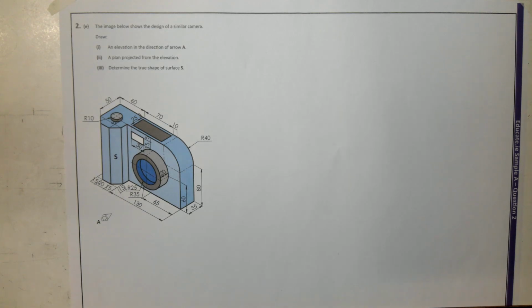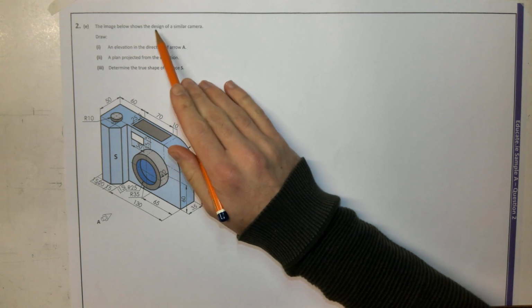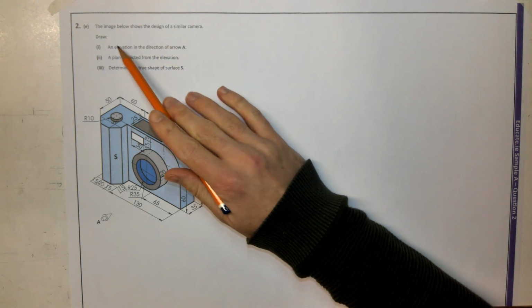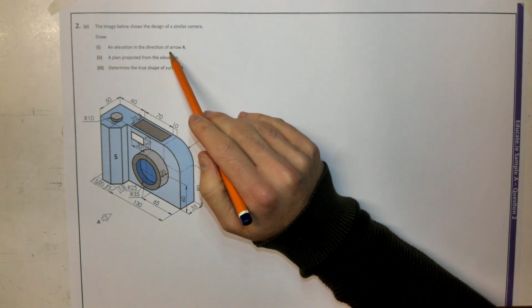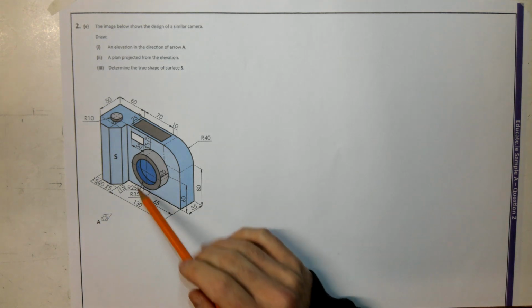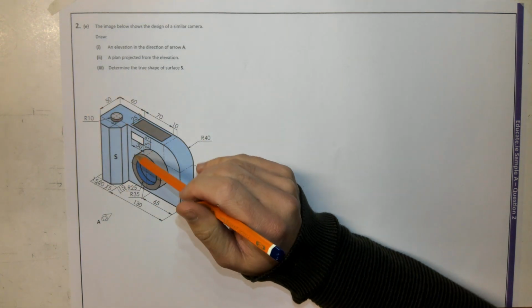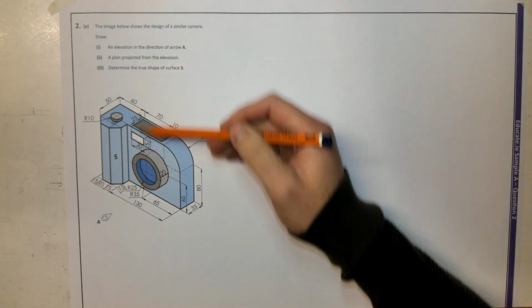So this video is going to go through part E of question 2 in sample paper A. This one is based on the camera, so actually drawing the elevation and plan of it. You can see there it tells the image below shows the design of a similar camera. Draw part 1, an elevation in the direction of arrow A, so you can see that there. Part 2, a plan projected from the elevation, so it'll be a plan view looking down on top.